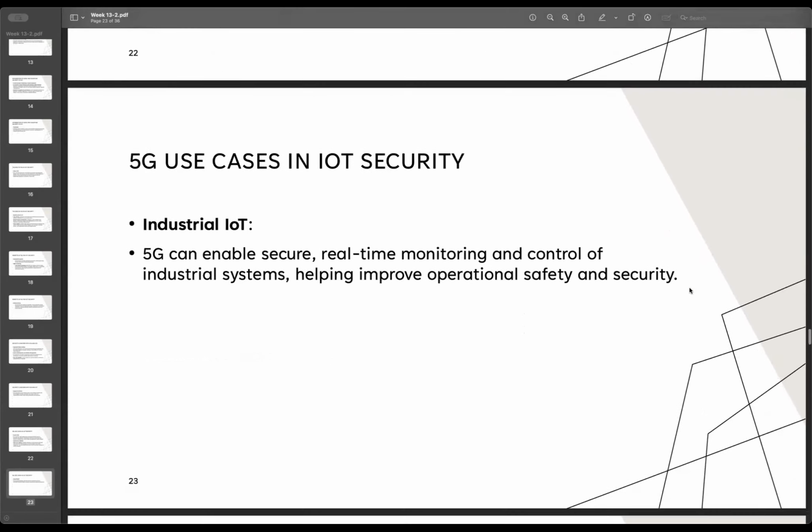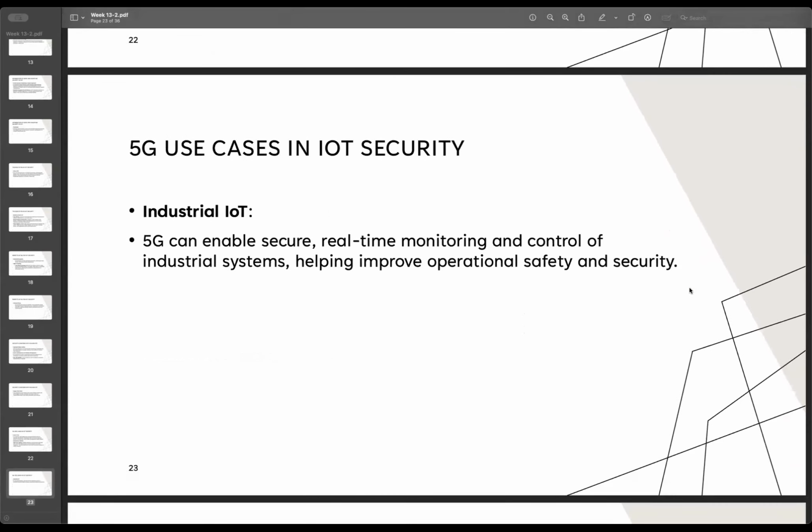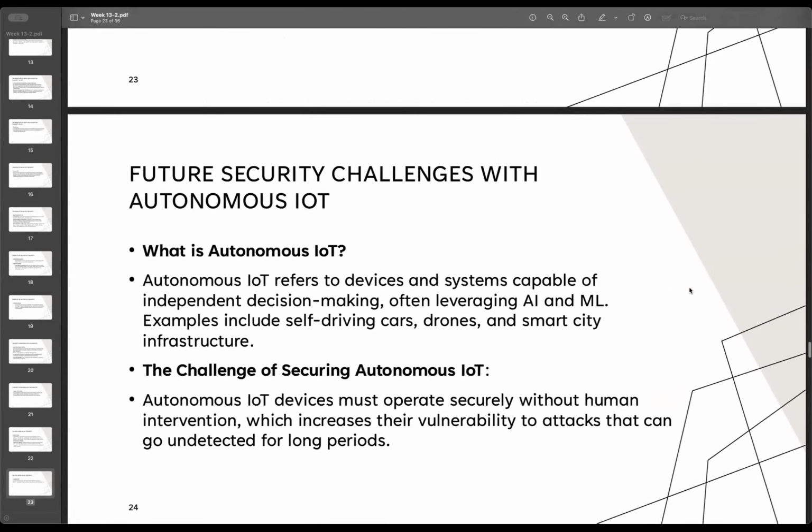Also in industrial, we talk about the IoT, industrial IoT. So we can use it to enable secure real-time monitoring or control of industrial systems. And finally, we can help improve our operation safety and security. So that's one of the ideas we can do.